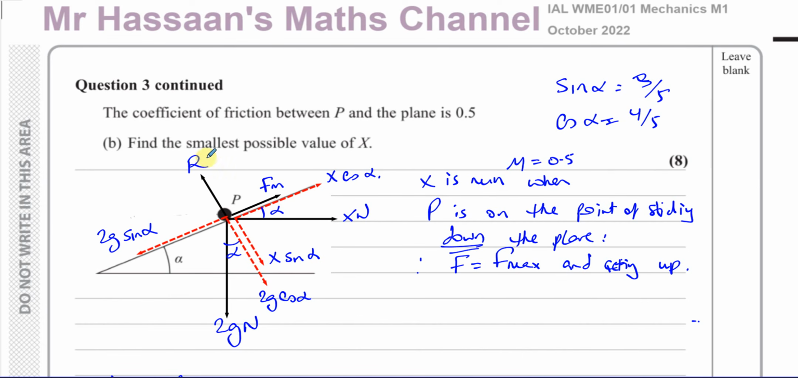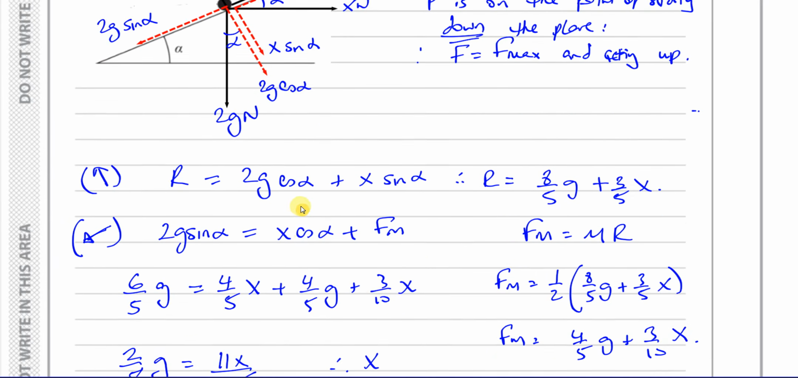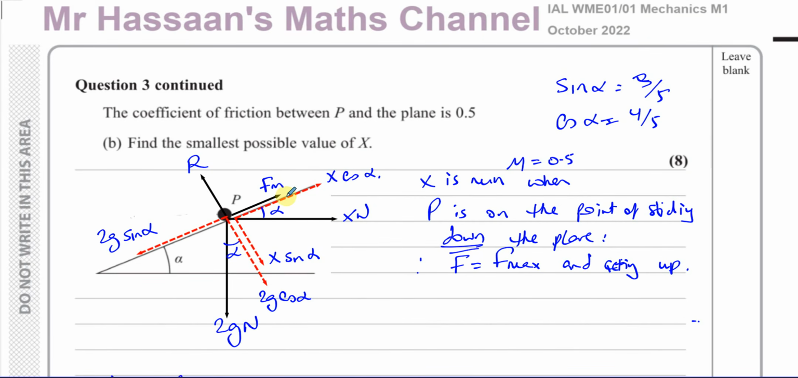If the question said find the largest possible value of x, we would have this on the point of sliding up the plane, in which case F max would be acting down. So the difference here would be in this part, F max would be on this side. And the value of x would then be larger, of course. So that's something you have to take into account. When it says the smallest possible value of x, that's the value of x that just stops it from sliding down, so friction's acting up. And the largest possible value of x, such that it stays in equilibrium, is the value of x that causes it to just about be sliding up, therefore friction acts downwards.